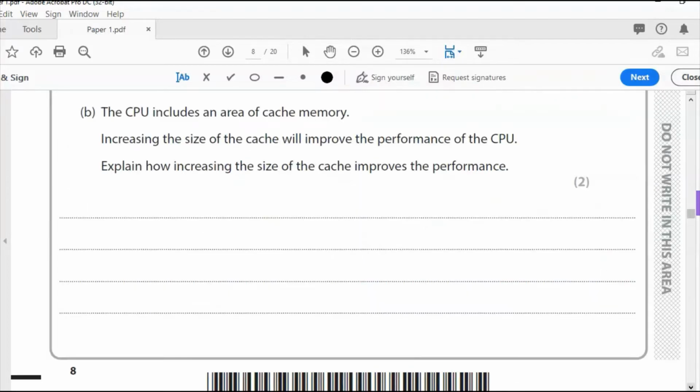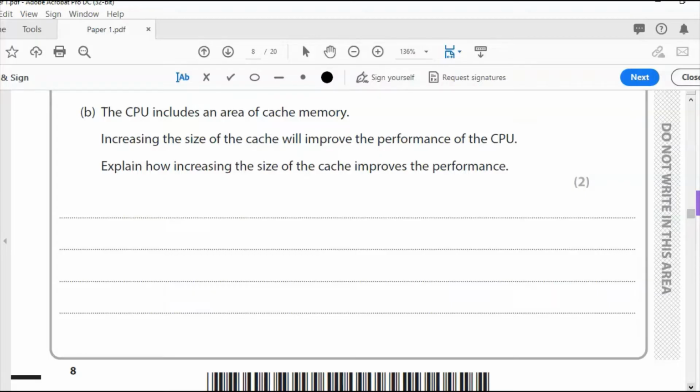B. The CPU includes an area of cache memory. Increasing the size of the cache will improve the performance of the CPU. Explain how increasing the size of the cache improves the performance. Cache stores frequently used instructions. It is closer to the CPU. In the order of importance, the CPU comes first, followed by cache, and that is level 1, 2 and 3 cache, followed by RAM, followed by secondary storage like the hard drive.